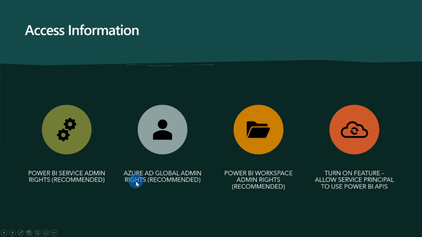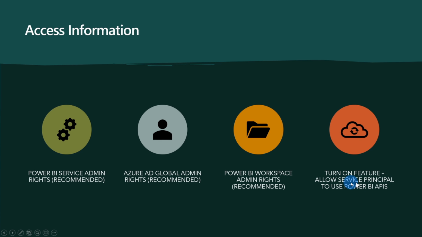The second thing is that you should have Azure AD global admin rights, so you should have full access on your Azure AD. The third thing is that you should have Power BI Workspace Administrator rights. That is a recommended thing, and it is required only when you are using the apps own data concept. And the last thing is that you should enable one feature, that is, allowing service principals to use Power BI APIs. We should activate this feature from the admin center.